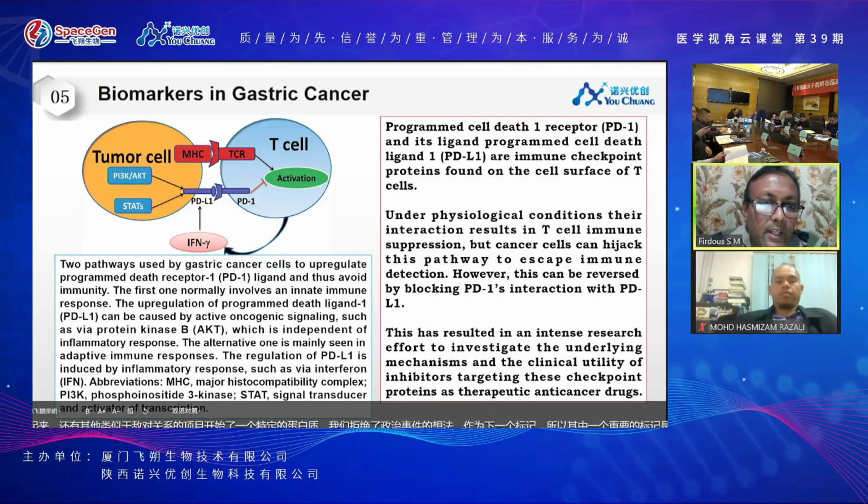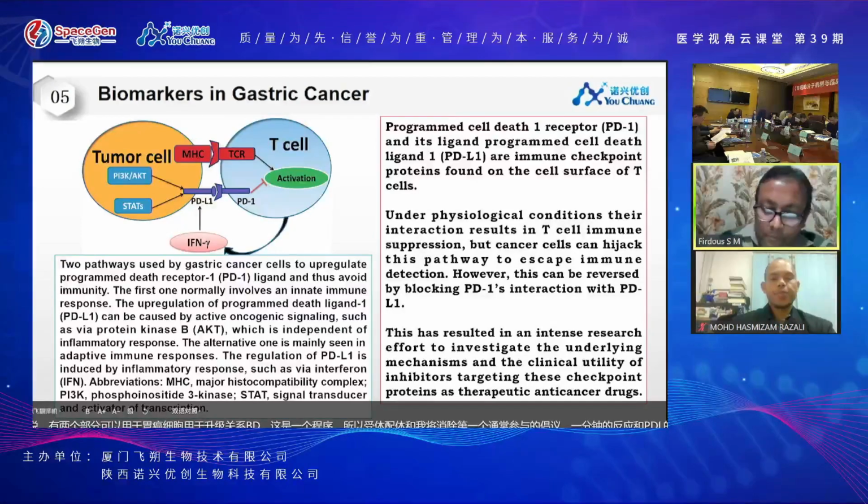So this PDL1 expression can be decreased by blocking the protein kinase B or by blocking the phosphatidylinositol 3 kinase. Then the tumor cells will not be able to interact with the T cells, and thus the proliferation of the cells can be stopped.